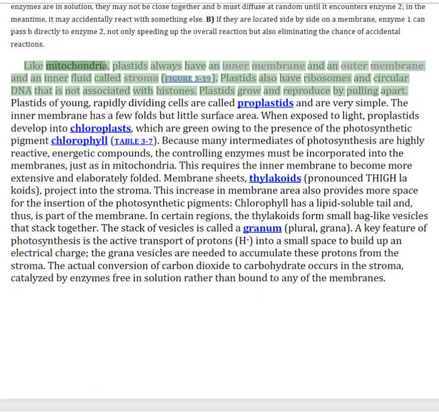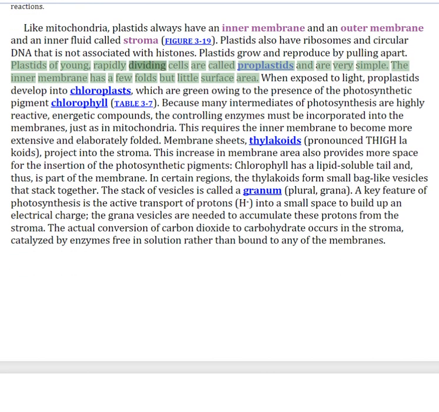Like mitochondria, plastids always have an inner membrane and an outer membrane and an inner fluid called stroma. Plastids also have ribosomes and circular DNA that is not associated with histones. Plastids grow and reproduce by pulling apart. Plastids of young, rapidly dividing cells are called proplastids and are very simple. The inner membrane has a few folds but little surface area.